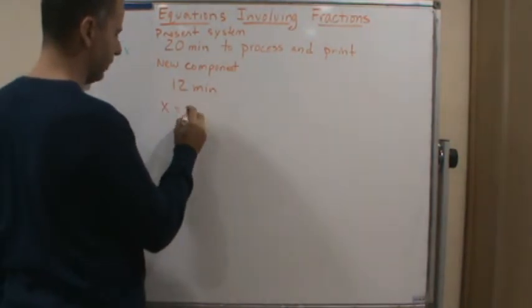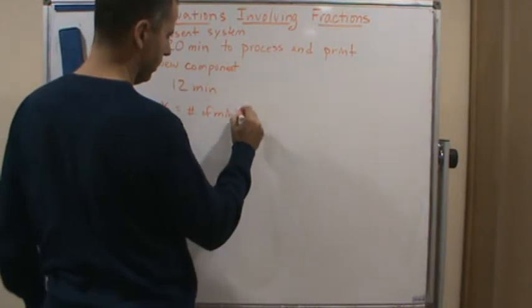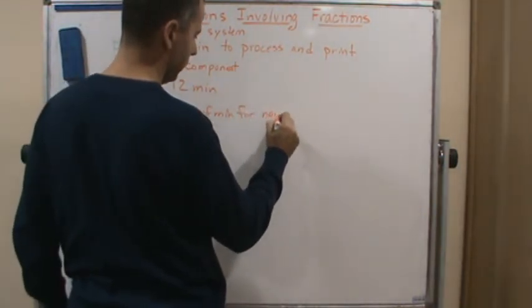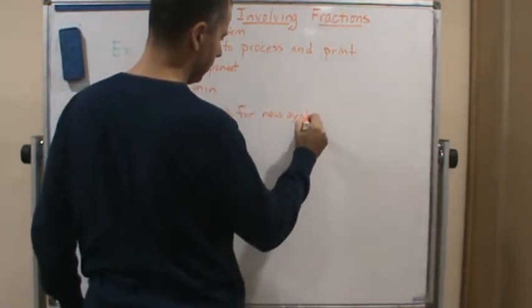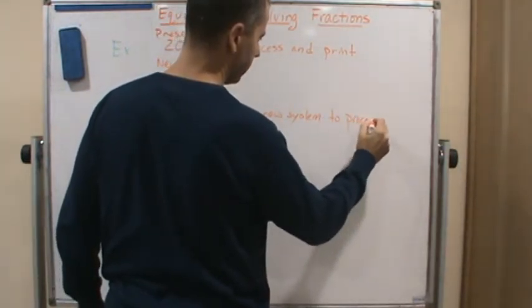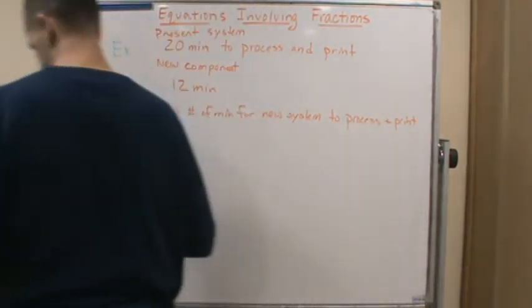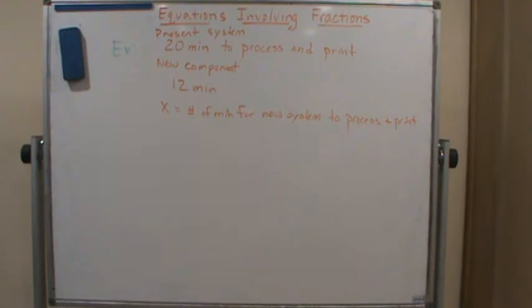Okay, so let's write that down. So x equals number of minutes for new system to process and print. Next, we know that it takes the present system 20 minutes to do it. Okay?